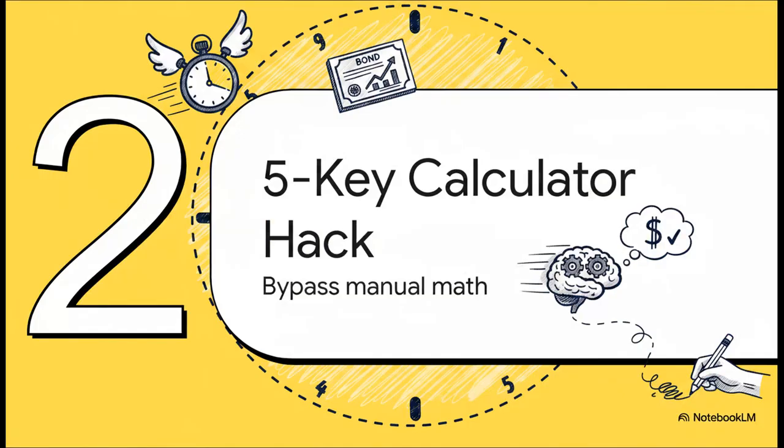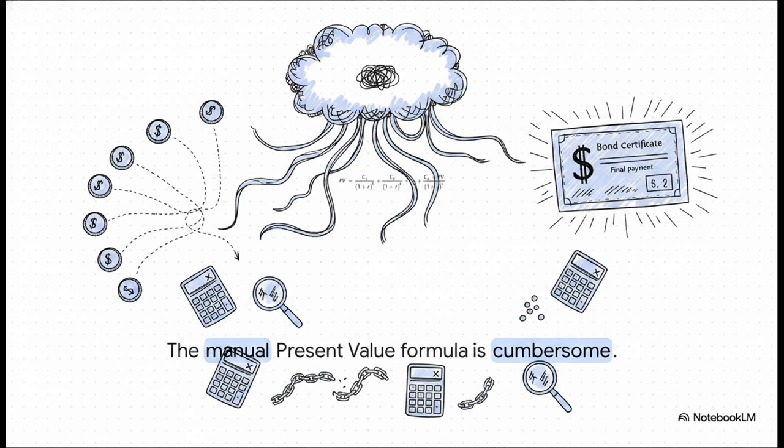Moving right along to Section 2, the 5-key calculator hack. Let's confront the harsh reality here. Time is your biggest enemy on test day. You simply cannot afford to do things the long way. Think about the manual present value formula. It is basically a nightmare when you realize you're supposed to calculate every single coupon payment separately. If you've got a 4-year bond paying semi-annual coupons, you'd have to do the calculation 8 separate times to discount each coupon back to present value and then add the present value of the final principal.